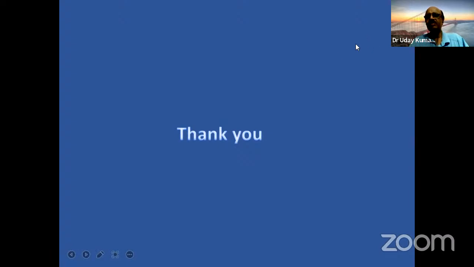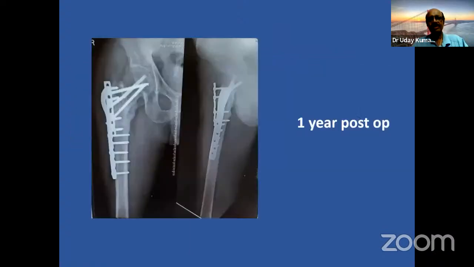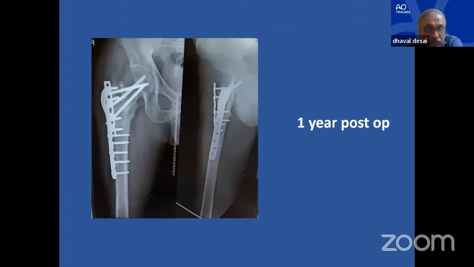Shall I stop sharing? Can you go back? Yes, Dr. Dhawan. One more. Go back to the X-ray. So now the question that we are talking about is, if you use an anterior plate, could you have got a DHS in this zone?